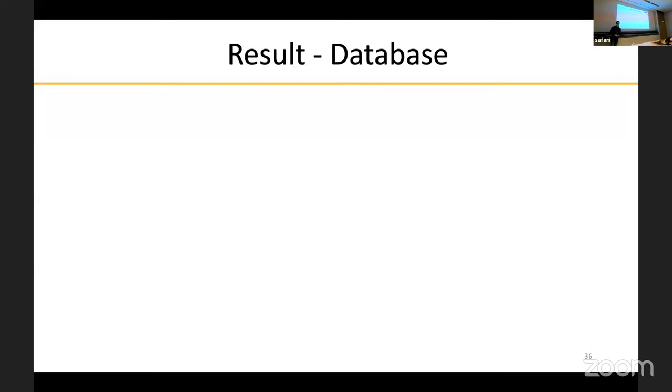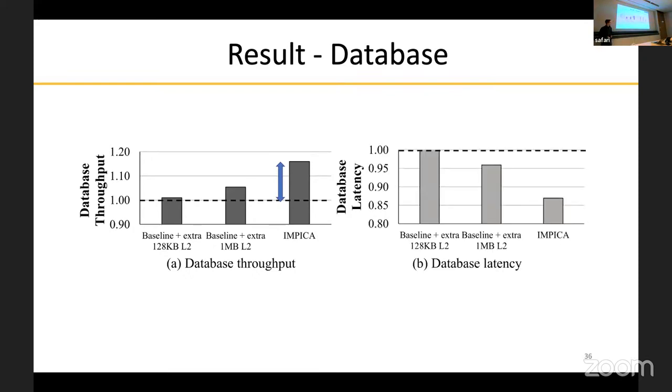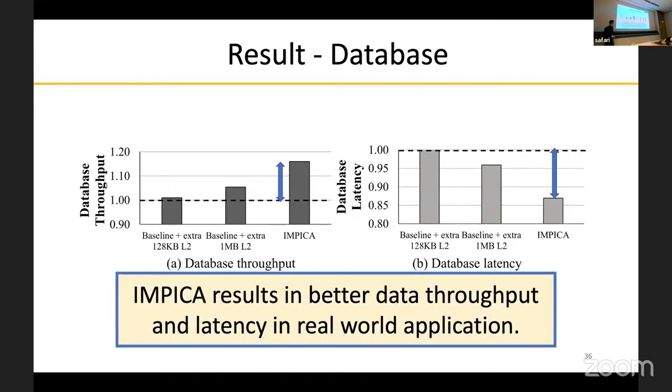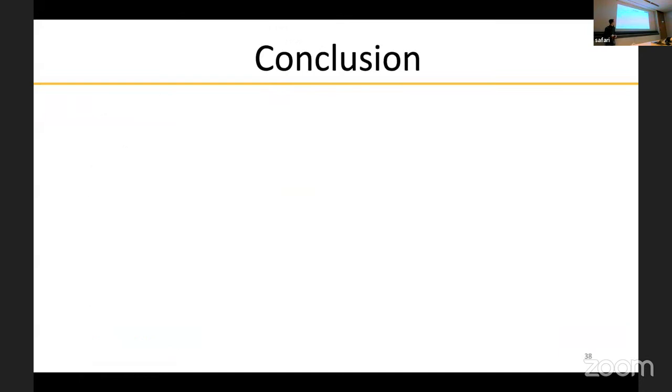But also if you look at the databases, the real applications, we will see that the data throughput is still much higher here, around 17%. Again, compared to the baseline CPU with even a 1 megabyte L2 cache. But also the database latency will decrease, around a 13% reduction of the latency. So Impica results in databases with a higher data throughput and less latency in this real application. Now let's come to the conclusion.